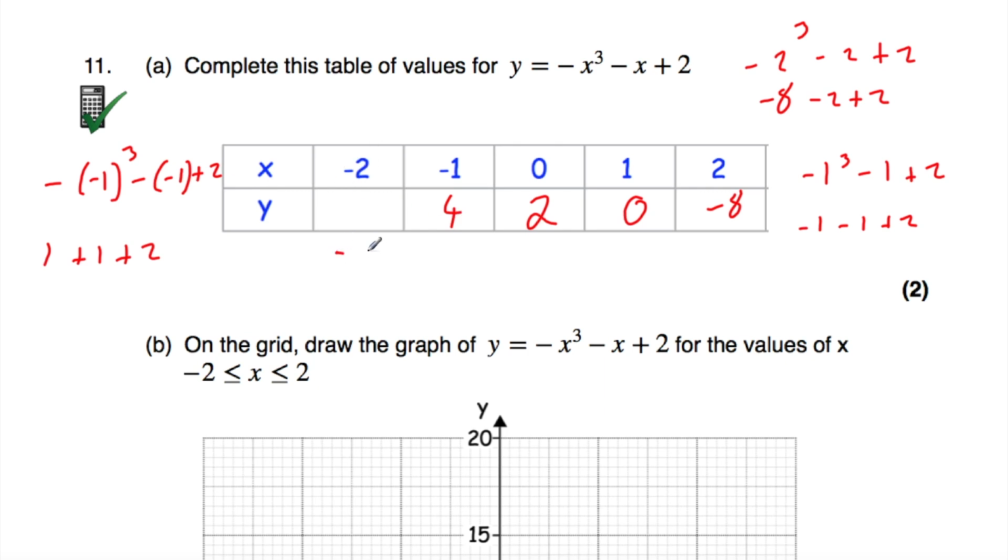So we're going to do minus, and then we're going to do negative 2 cubed, and then take away negative 2 and then add 2. Negative 2 cubed is negative 8, change the sign, 8, minus 2 means add 2, so that's going to be then 10, and then plus 2 would be 12. So those are our y coordinates.